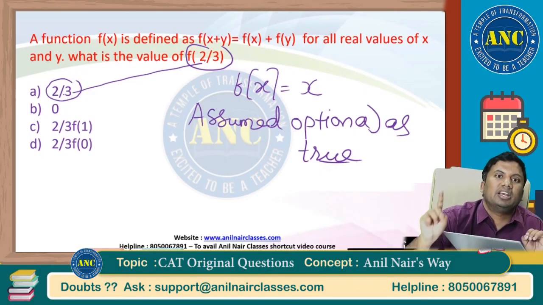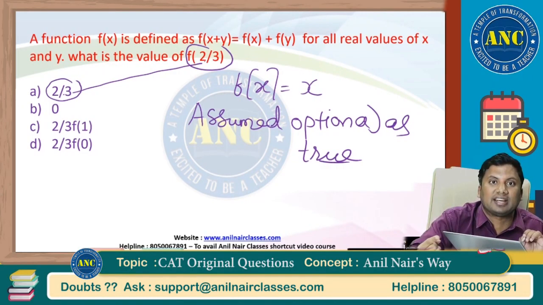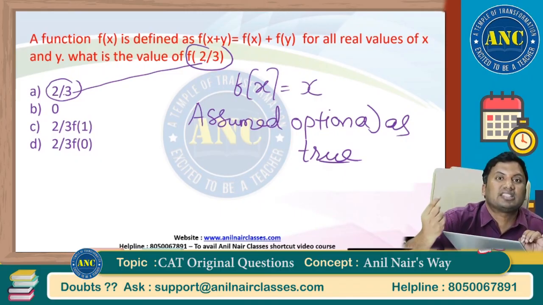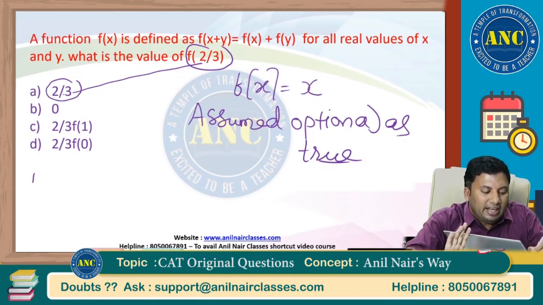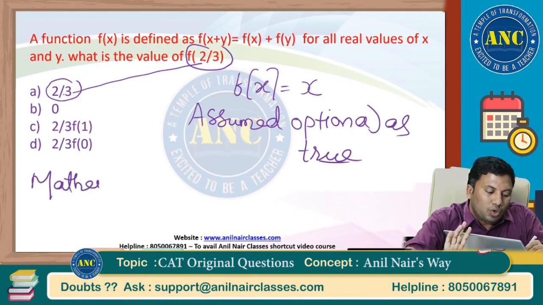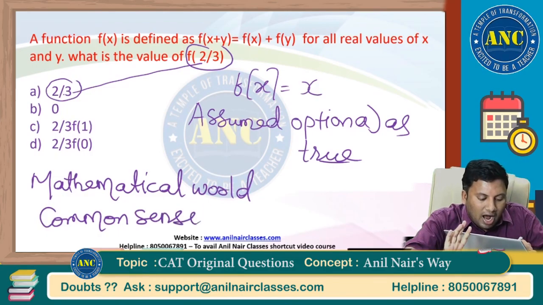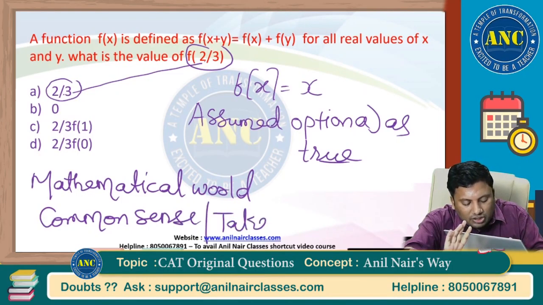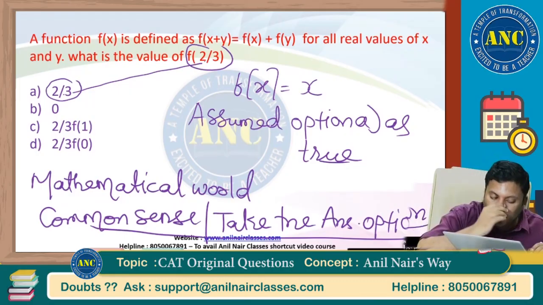My idea is to eliminate the incorrect answer options by taking something as right, then I will tell that something is incorrect, then I will go back to the statement. My idea is not to get into a mathematical world and prove that it is right. My idea is to solve it using the common sense approach, taking the answer options into consideration.